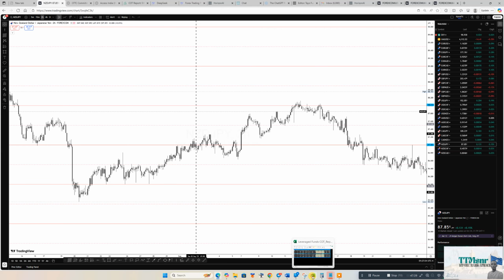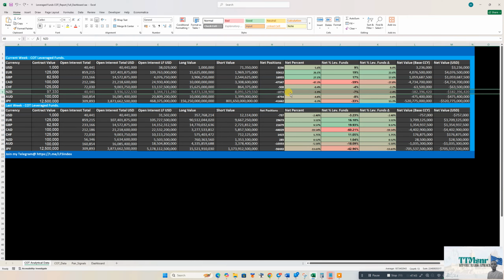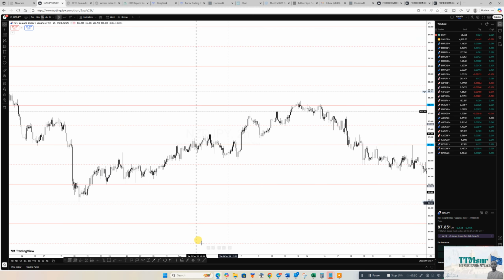So to the next week, NZD started negative. It was like September 9, right?